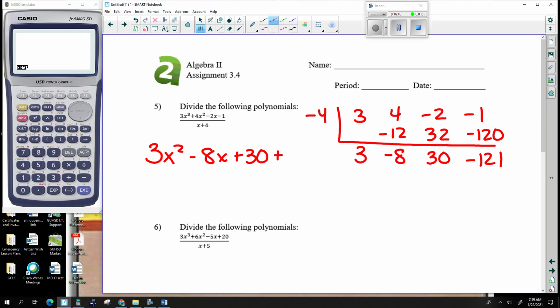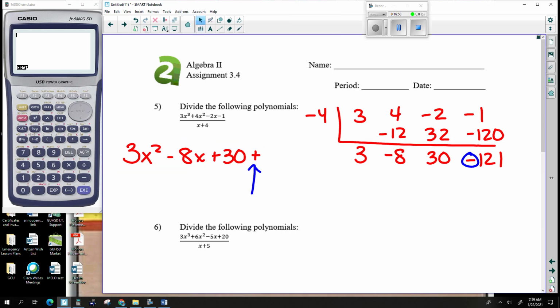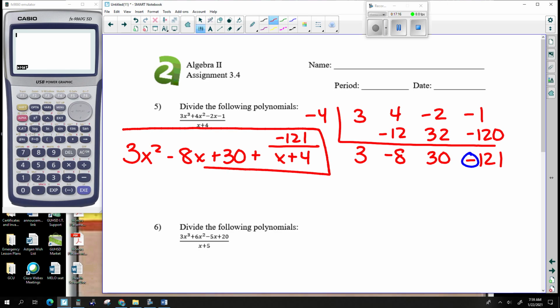Even though this last number is a negative, notice how I always represent it as a plus. I always represent this last bit as a plus, and if it's a negative, so be it. I'll just put that inside the fraction itself. For that last number, I always represent it as a plus. And then if it's a negative like it is here, I just put the negative on the inside of that fraction.